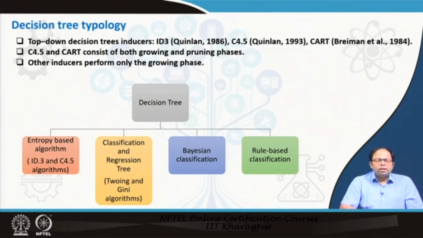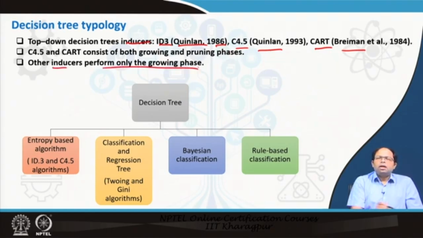Decision trees are of different types. There are top-down decision tree inducers or algorithms. There is the ID3 algorithm which was introduced by Quinlan in 1986, then the C4.5 algorithm, again by Quinlan in 1993. Then the CART algorithm was introduced in 1984 by Breiman. C4.5 and CART consist of both growing and pruning phases, unlike other algorithms which can perform only the growing phase. So, first we build the tree but we do not prune it, but C4.5 and CART do prune the trees.